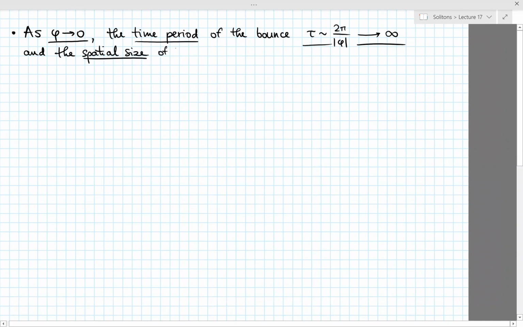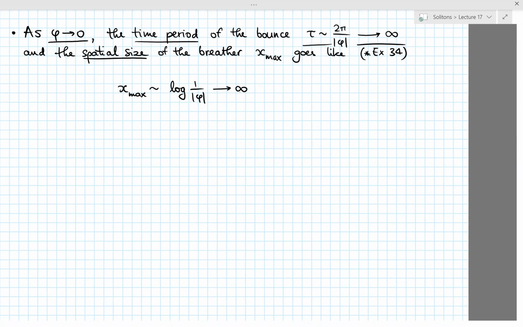of the breather, let me call that x max, goes like, and that's exercise 34 in the problem sheet. The spatial size of the breather goes like the logarithm of 1 over absolute value of phi, so it also diverges, but it diverges logarithmically rather than with an inverse power law.